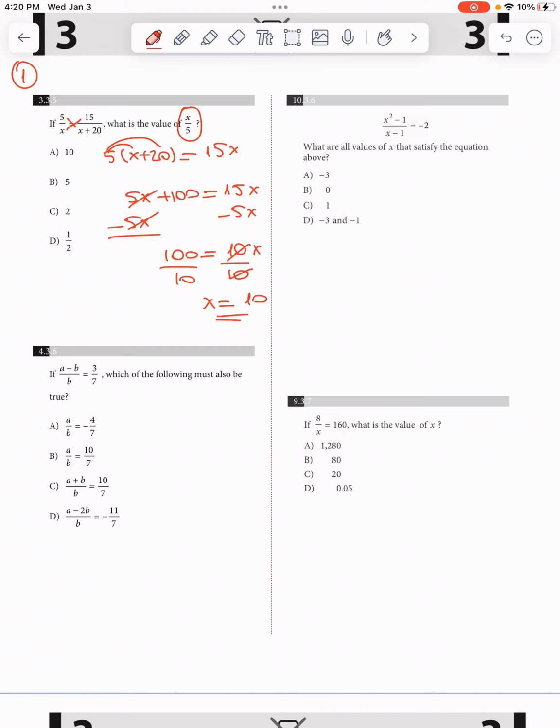So the main question is x over 5. So what we can do, we divide the x, which is 10, by 5. 10 over 5 is going to be equal to 2. The correct answer choice is going to be answer choice C.